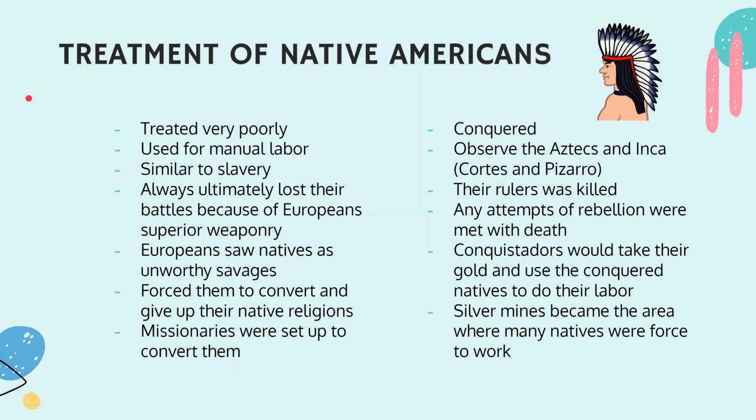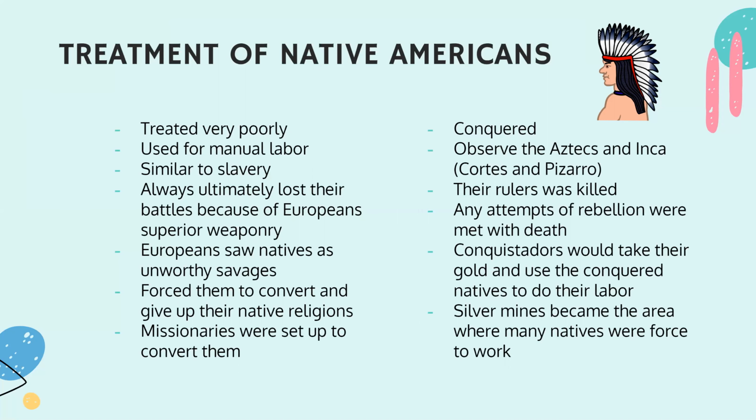Okay, so now we're going to talk about the treatment of Native Americans. I think a big part that needs to be known is that Native Americans did not usually want to give up their land, or they didn't want to do the manual labor for the Europeans. They were coerced into doing it, and they were treated very poorly under this. They were used for manual labor. I personally feel like this system is incredibly similar to slavery, and this was actually the first instance of slavery from the Europeans used in the Americas.